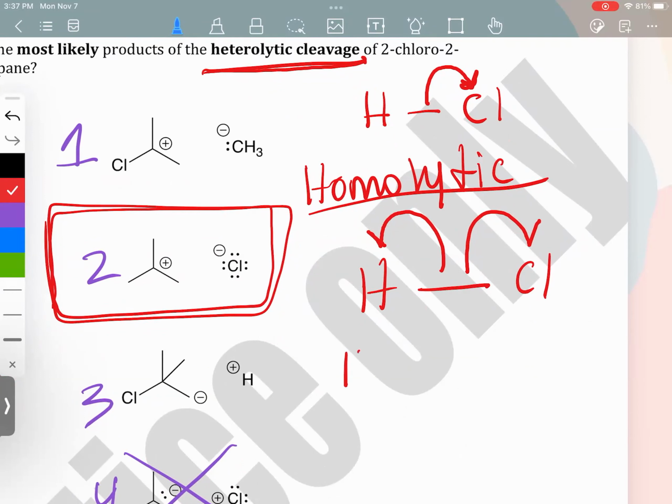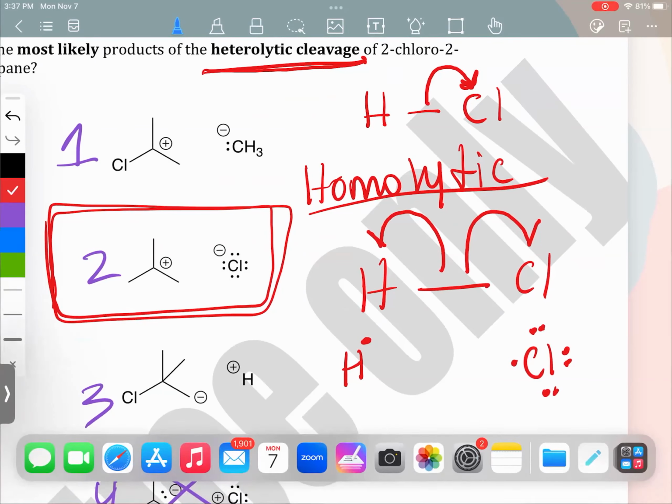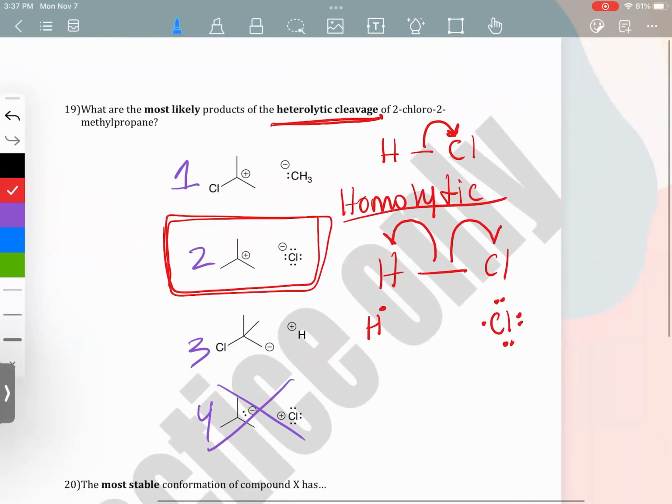Homolytic is both. So when it leaves, this hydrogen has one electron, and the chlorine would have about 7. And heterolytic gives the charge, with all the electrons going to one atom.